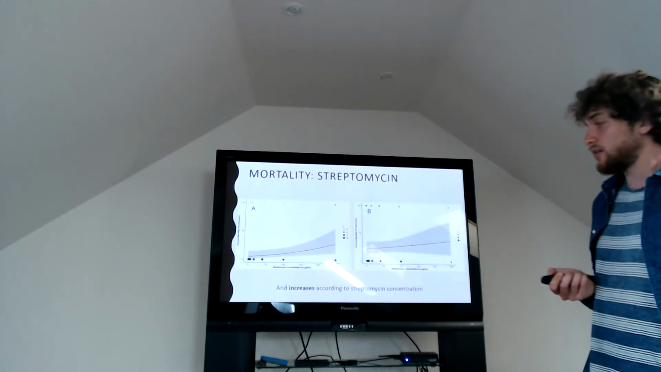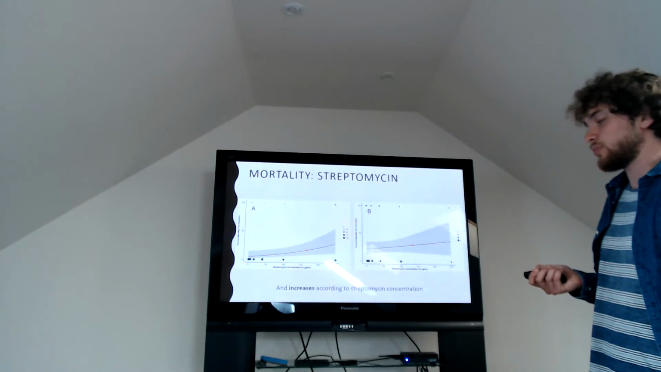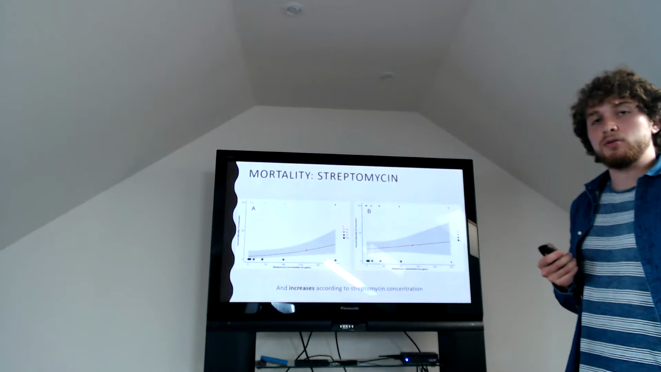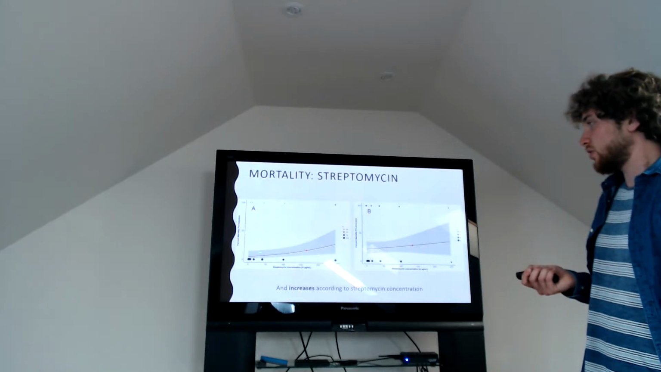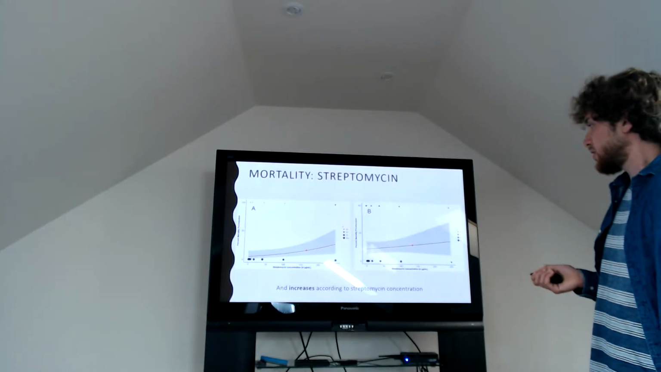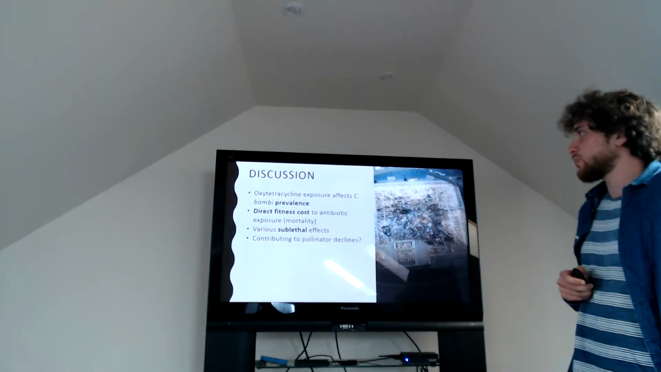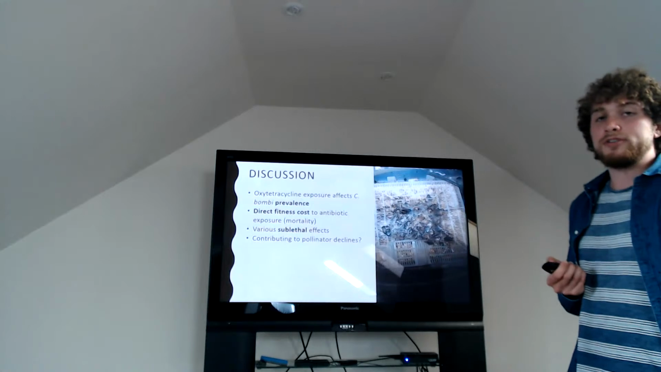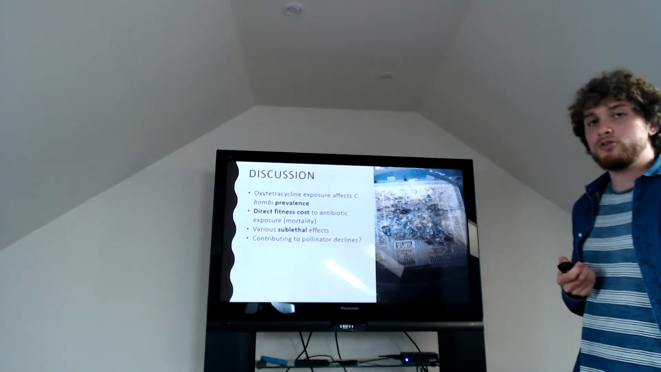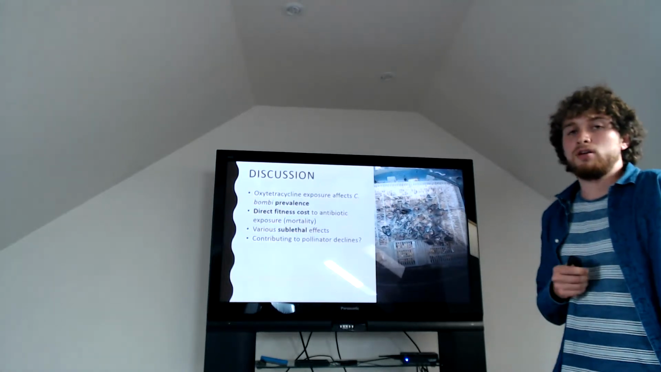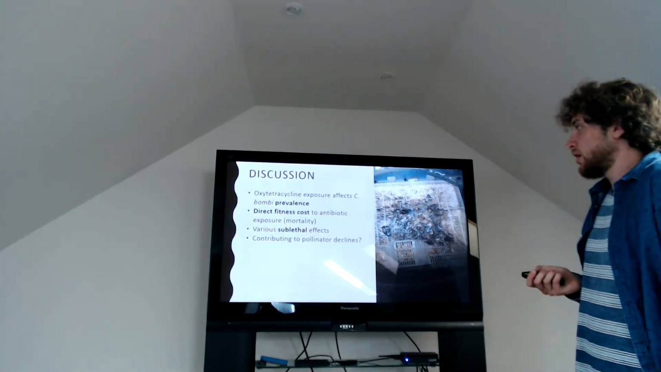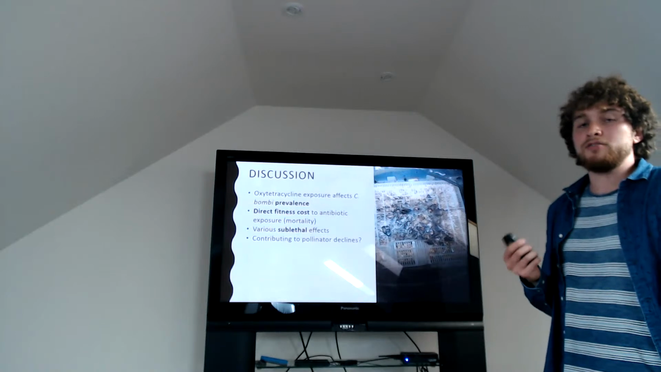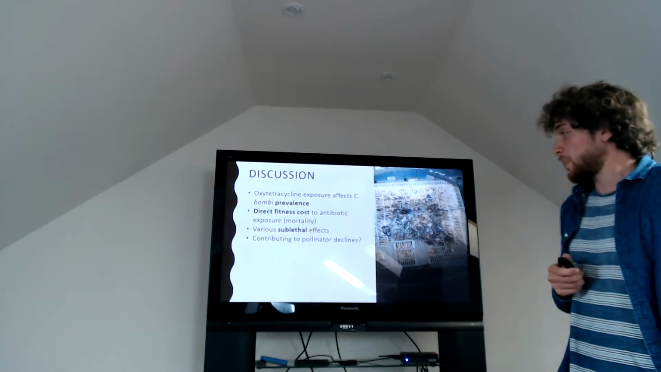And similarly, again, this time we did find an effect with streptomycin, so the other one. So even though it might not be contributing to the amount of disease they have, it is also able to kill just by itself as a chemical. So what do we know? We know that antibiotics, despite what they're usually used for, can also increase the amount of disease in bees. And we also know that they can have a direct effect by essentially killing them.